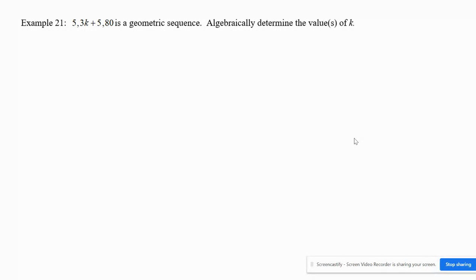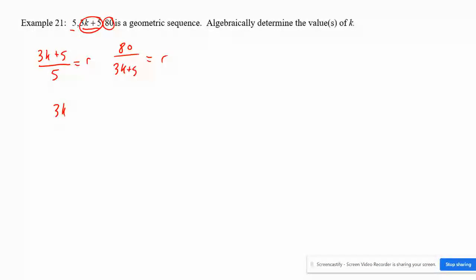Example 21, we have 5, 3k plus 5, 80 is a geometric sequence. Algebraically determine the values of k. Now, what we want to do here is figure out what the common ratio is. Well, the common ratio comes from taking any 2 consecutive terms like this and dividing them, that's going to give me my common ratio. Okay, so there's one way I can get it. The other way I can get it is I can divide this guy by this guy. So if I go 80 over 3k plus 5, well, that also equals r. Okay, so if these guys are both equal to r, that means they both equal each other.